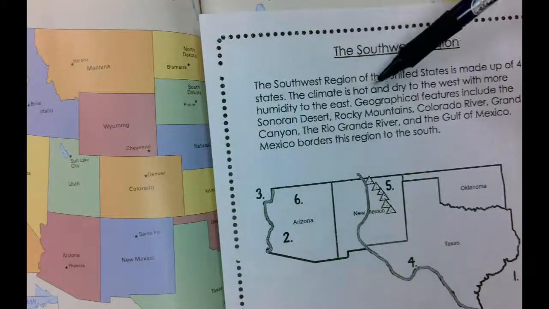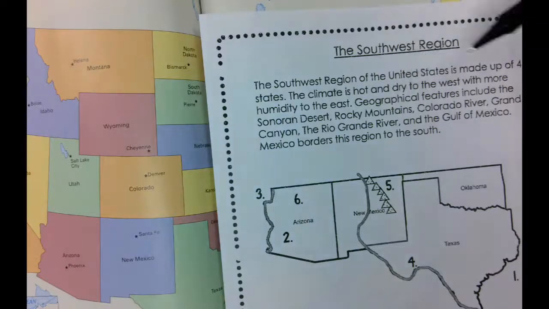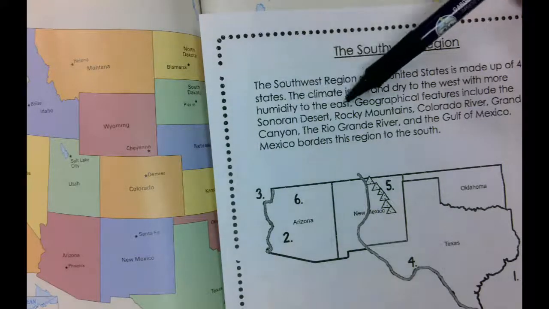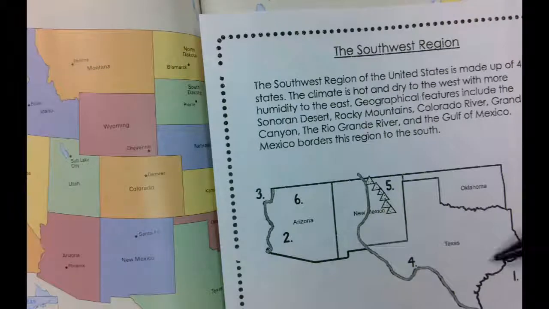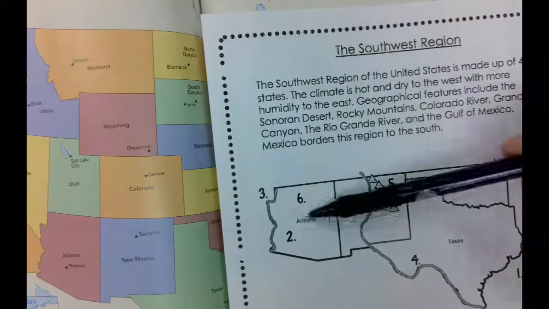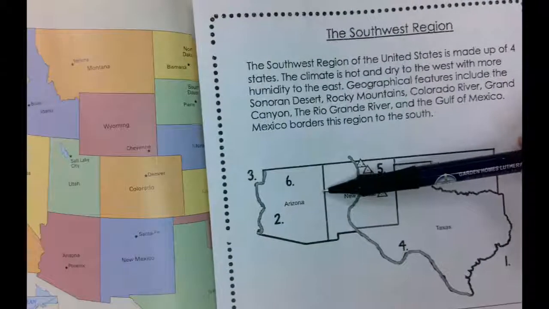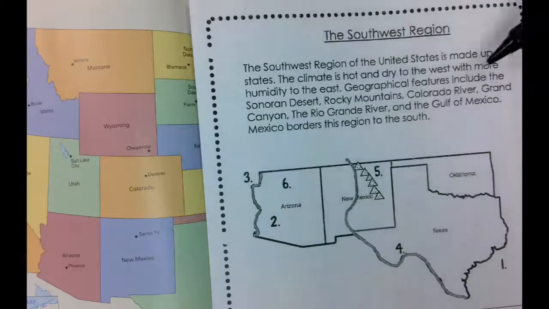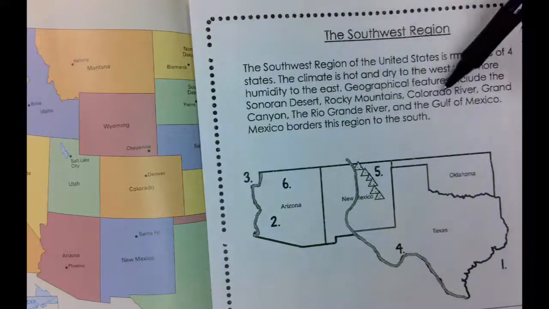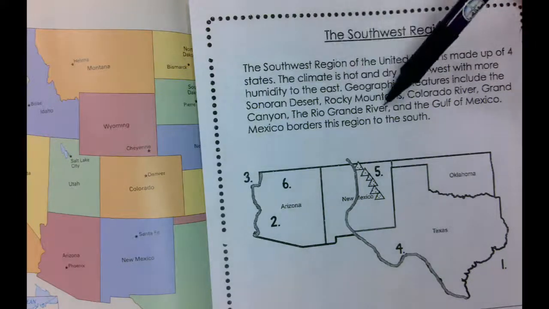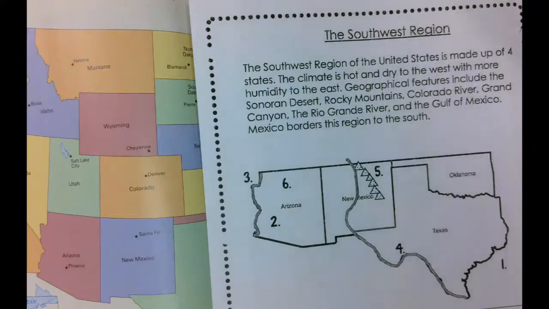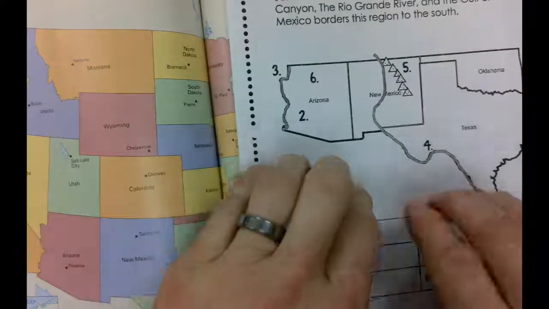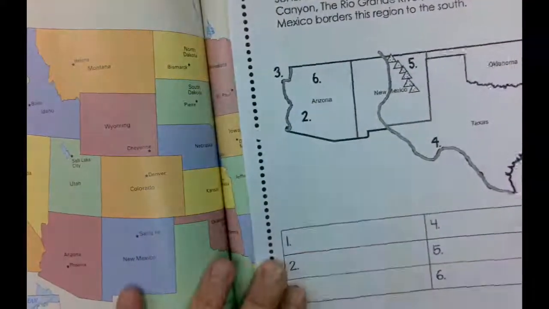The climate is hot and dry in the west with more humidity to the east. Because they're close to the Gulf of Mexico here, they get humidity here. Here, barely any humidity. It's just a dry heat. Geographical features include the Sonora Desert, the Rocky Mountains, the Colorado River, the Grand Canyon, the Rio Grande River, and the Gulf of Mexico. Mexico borders this region to the south. So down here is Mexico.